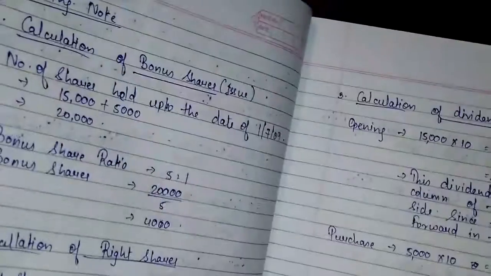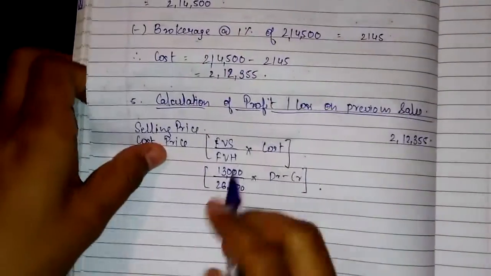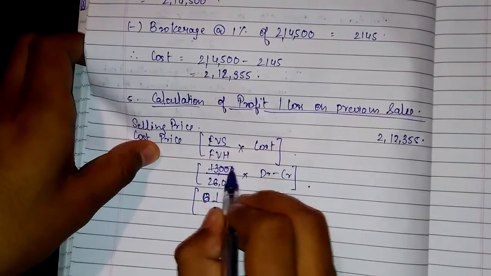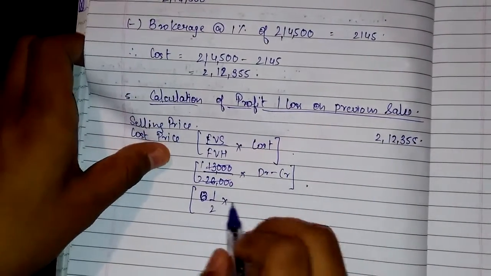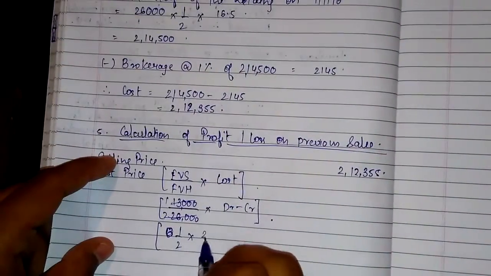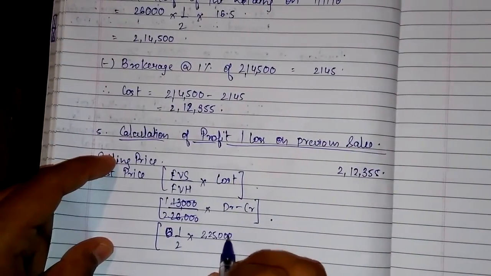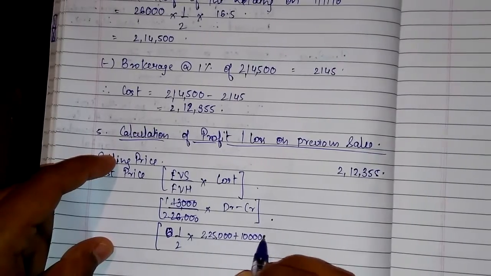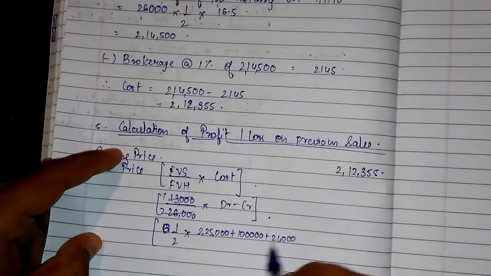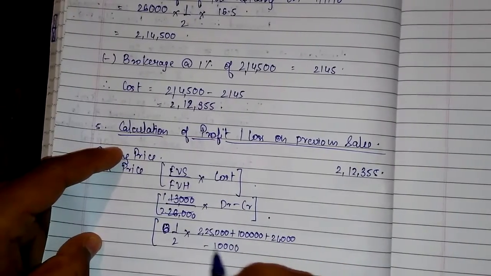So we'll write it over here in our working. We'll simply make it half, 1 by 2. Half debit minus credit. So on the debit side we have 2,25,000 plus 1 lakh plus 24,000, and on the credit side we have 10,000.